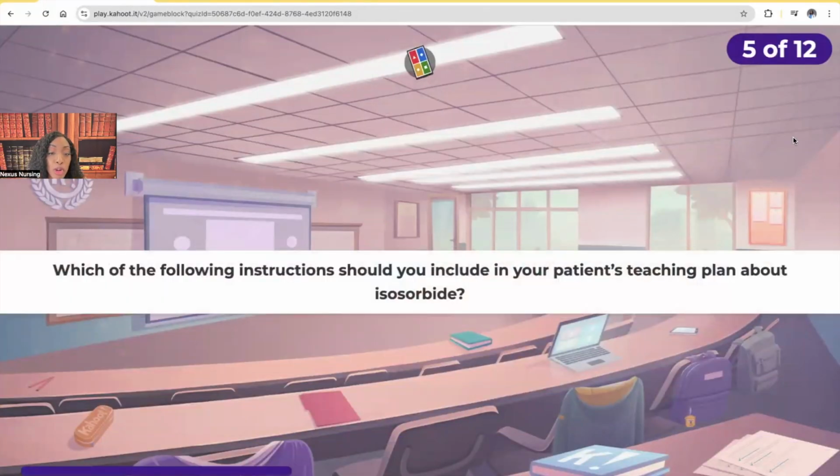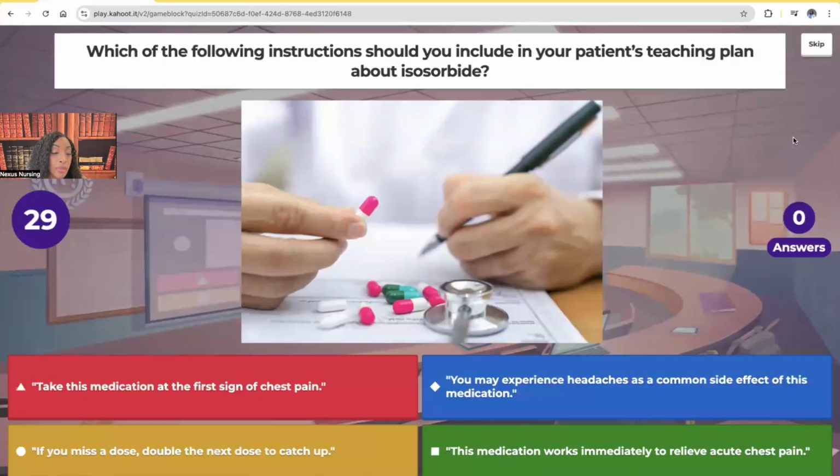Which of the following instructions should you include in your patient's teaching plan about isosorbide? Take this medication at the first sign of chest pain. You may experience headaches as a common side effect of this medication. If you miss a dose, double the next dose to catch up. This medication works immediately to relieve acute chest pain. What do you guys think?